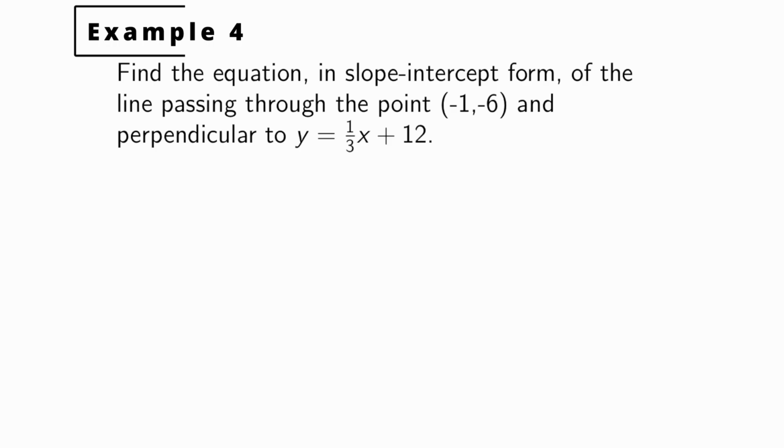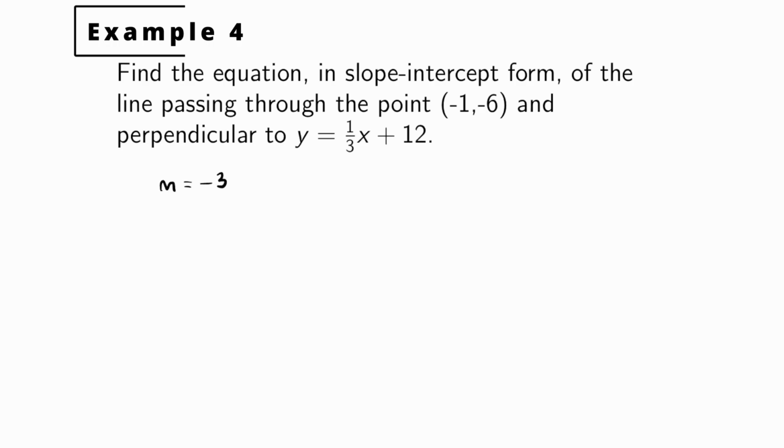Now, perpendicular lines have slopes that are related in the following way. Their slopes will be negative reciprocals of one another. So the line we're given here is in slope-intercept form already, so its slope is the coefficient of x, 1/3. Okay? So the slope of the line we want will be the negative reciprocal of that. The reciprocal of 1/3 is 3. So the negative reciprocal will be -3.